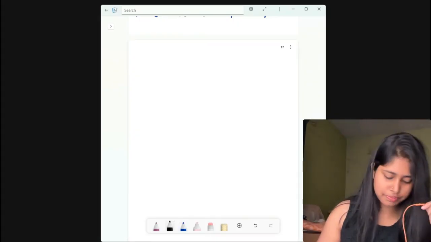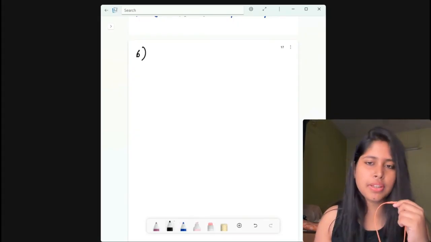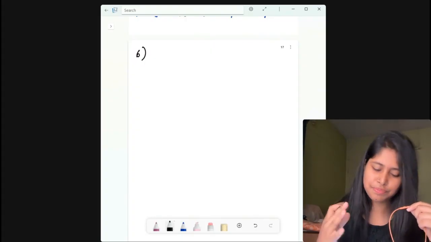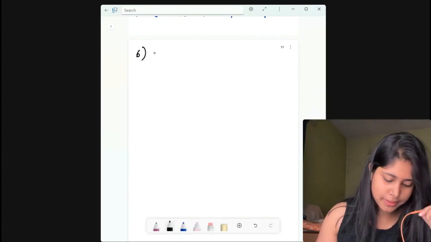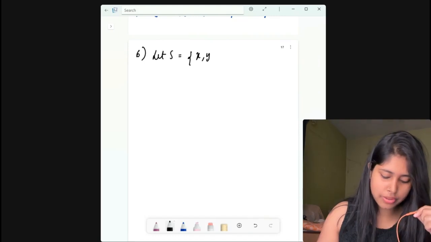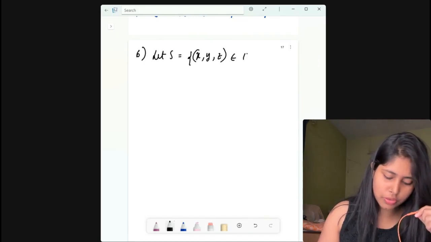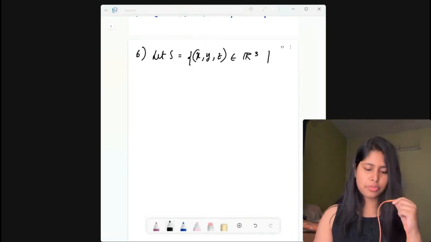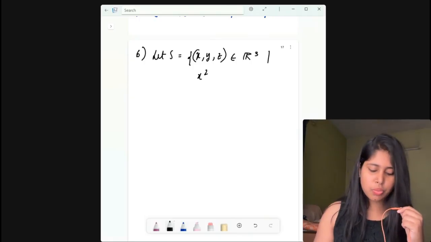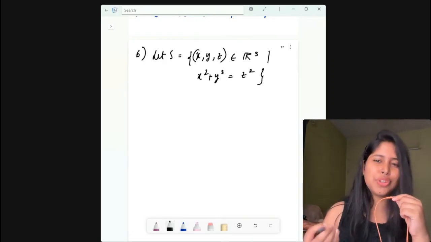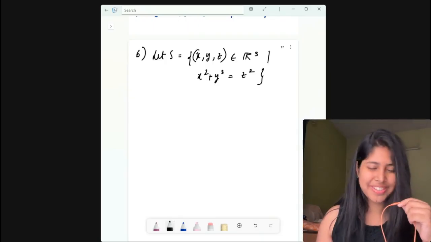Question number 6. Now, see, in question number 6, we will have a question of the non-linear type. Let us see what we have. Let S be the set of (x, y, z) belonging to R3, with the defining condition, which is a little bit different here: x square plus y square is equal to z square. Now see, this kind of looks like a Pythagoras type condition.